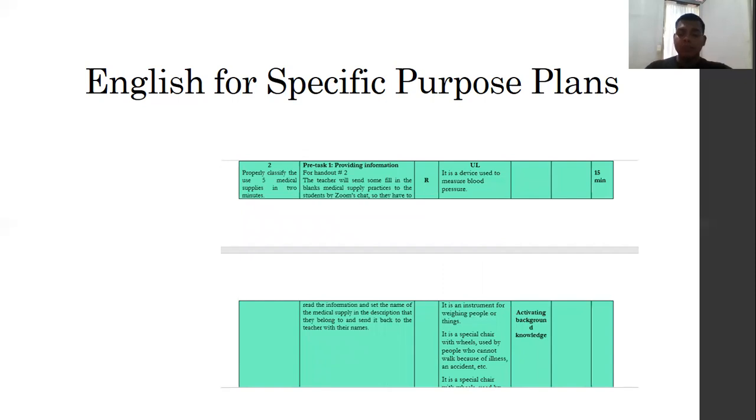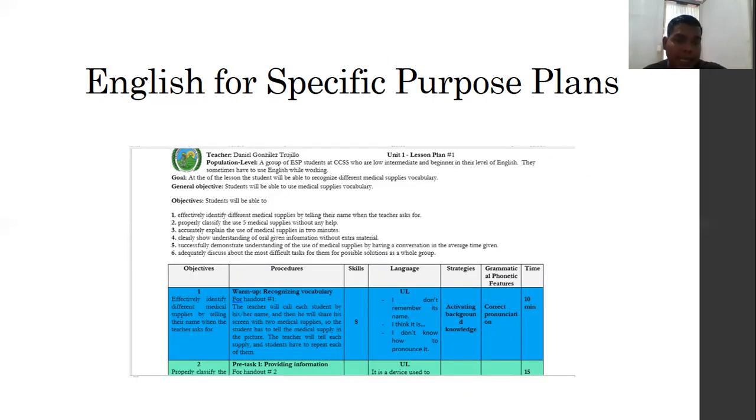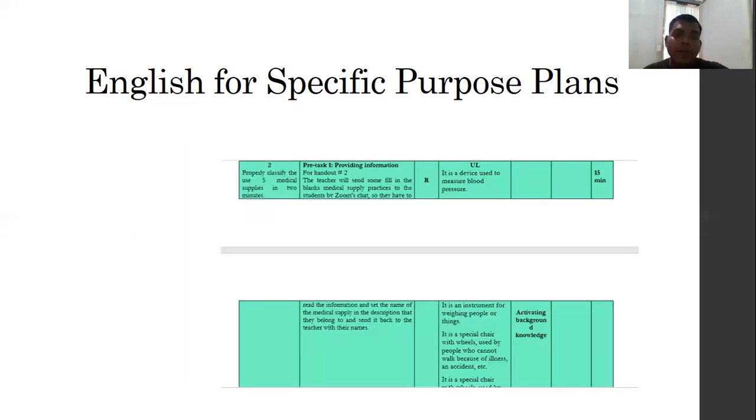So then we have number two, properly classify the use of 5 medical supplies without any help. And the instruction says the teacher will send sample fill-in-the-blanks medical supply practices to the students by Zoom's chat. So they have to read the information and set the name of the medical supply and the descriptions that they belong to and send it back to the teacher with their names. You see, so they read the descriptions and they answer, okay, this is this.